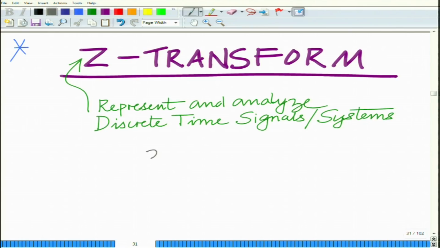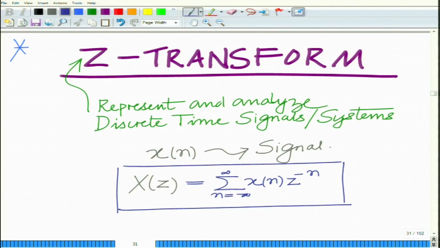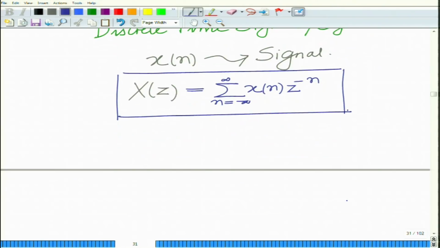Now for a given signal x[n], this is your given signal, the Z transform X(z) is defined as X(z) equals summation n equals minus infinity to infinity x[n] z raised to the power of minus n. This is the definition of the Z transform.